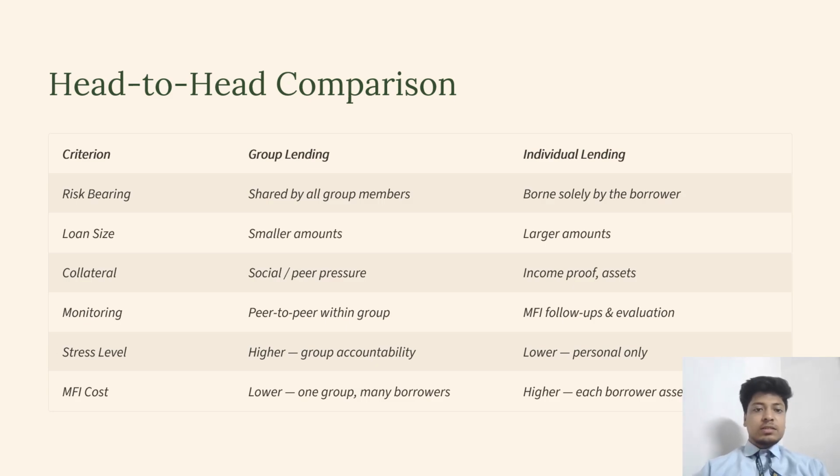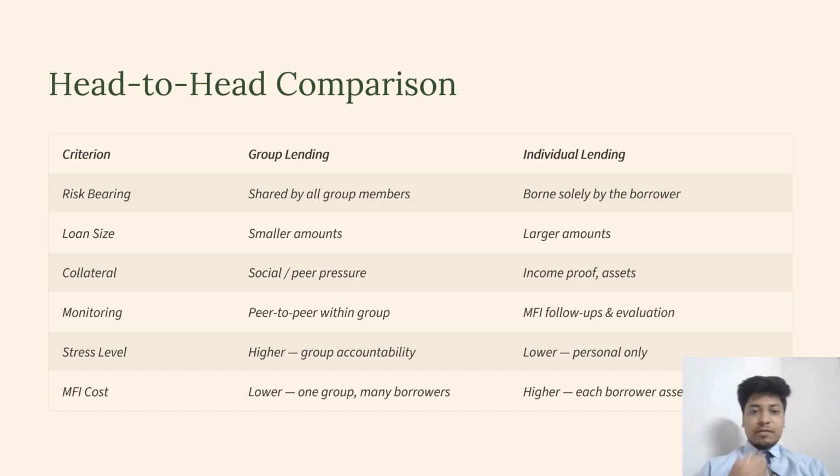Next we have collateral. Group lending uses social collateral or peer pressure, whereas individual loans often require formal proof of income or assets, as I mentioned in the previous slide. Next we have monitoring. In group lending, members monitor each other. For individual lending, the MFI performs direct follow-up and evaluations.